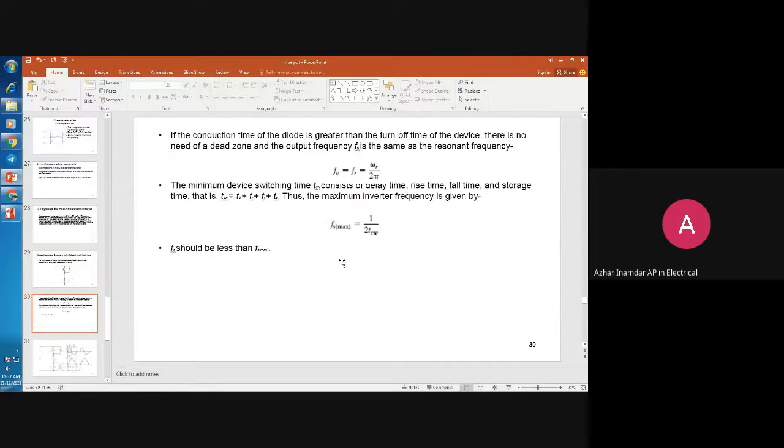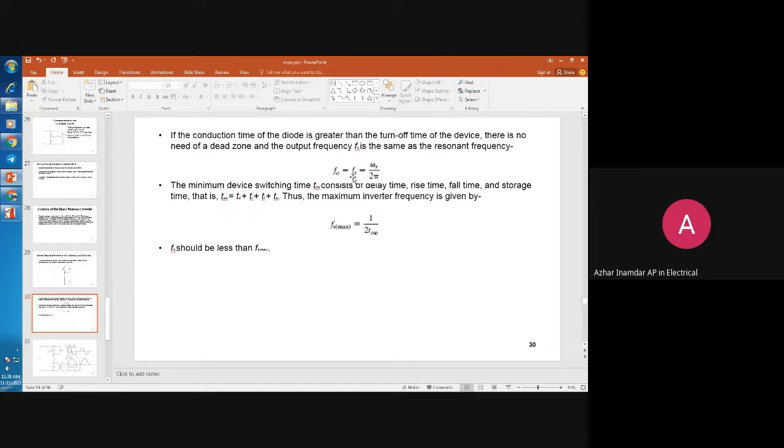Now you can see, if the conduction time of the diode is greater than the turn off time of the device, there is no need of a dead zone, and the output frequency FO is the same as the resonant frequency FR. This is possible when the conduction time of the diode is greater than the turn off time. Also, this FR is the resonant frequency of the series circuit.